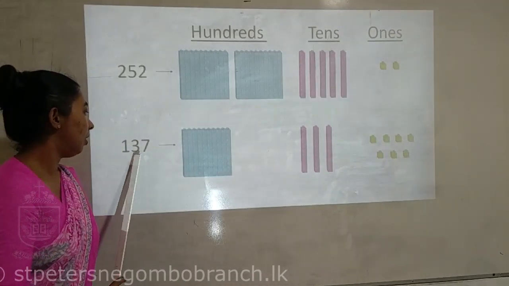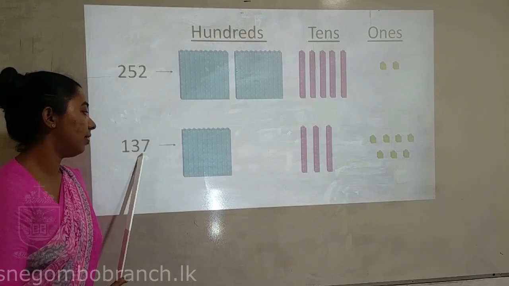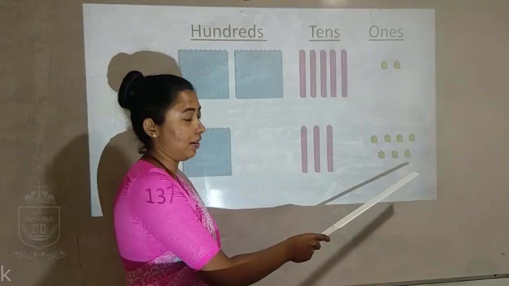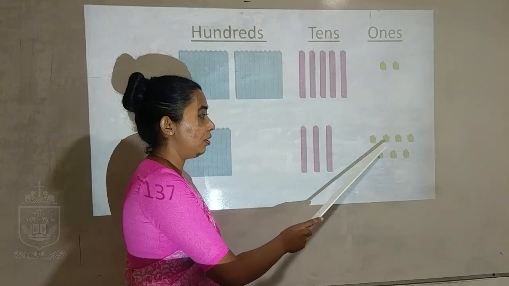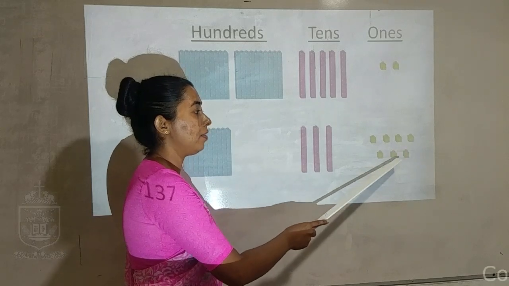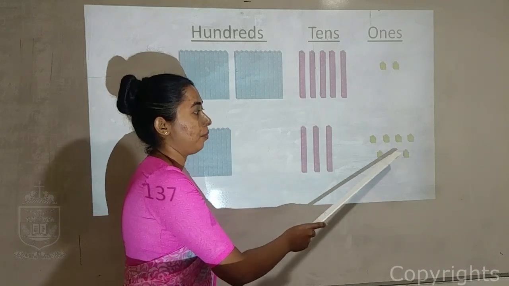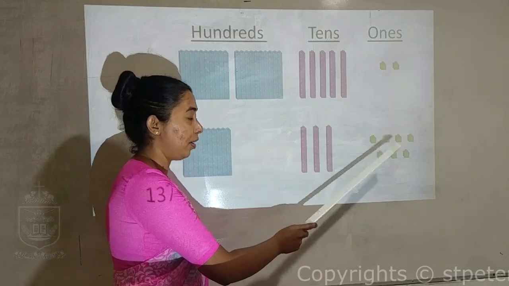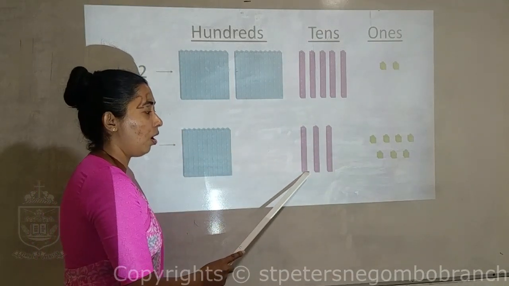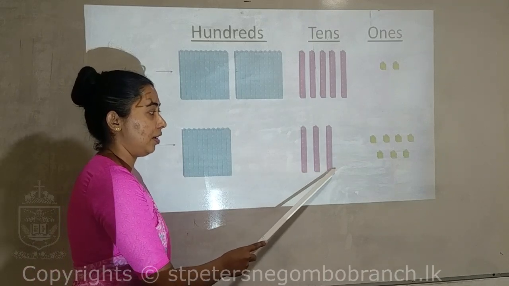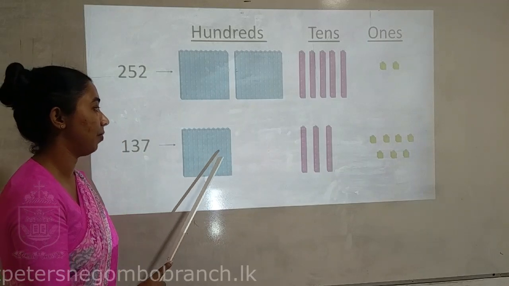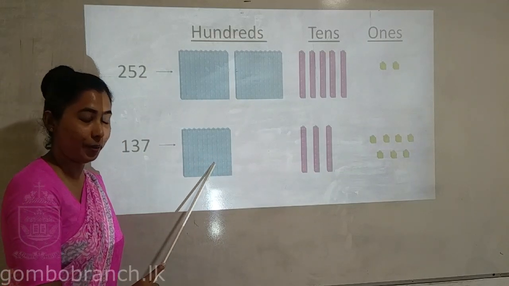When we look at this number 137, first look at the ones. Let's count how many ones are here. 1, 2, 3, 4, 5, 6, 7. There are 7 ones. Let's look at tens. 1, 2, 3. There are 3 tens. Now let's look at hundreds. There is only 100.